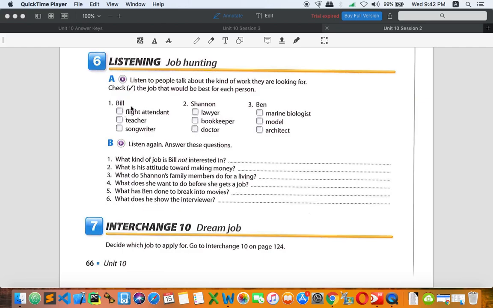So the first one, Bill, what kind of job does he like to be? Flight attendant, teacher, songwriter. Shannon: lawyer, bookkeeper, doctor. And 3, Ben: marine biologist, model, and architect. So you need to find out exactly what is the right job that this particular person wants to be. And in part B, you have to answer all of these questions. All right, so let's go to the answers altogether.